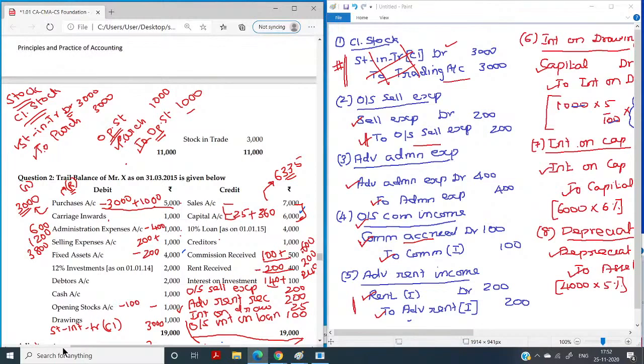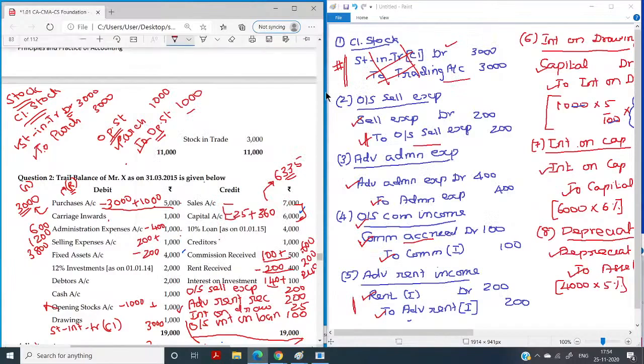So because of passing this journal entry, the opening stock will disappear from the trial balance, and instead of that, closing stock will come in the debit side of the trial balance. So when you are passing the proper journal entry for the opening stock and closing stock, then opening stock will disappear from the trial balance and the closing stock will appear in the trial balance. If the closing stock appears in the trial balance, that balance will directly go to the balance sheet only.